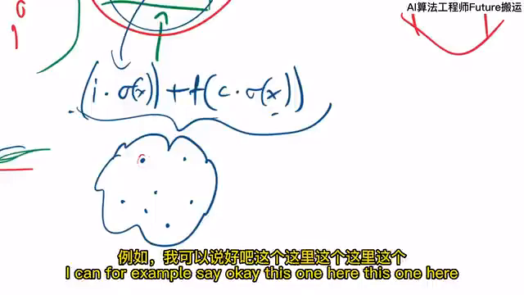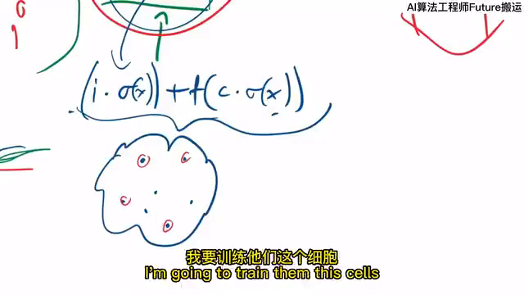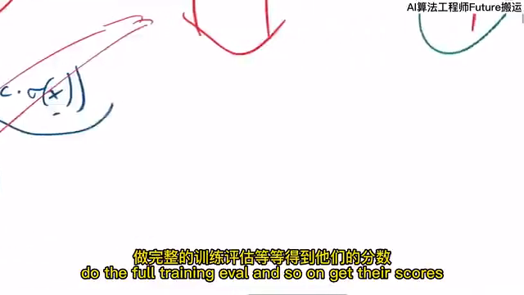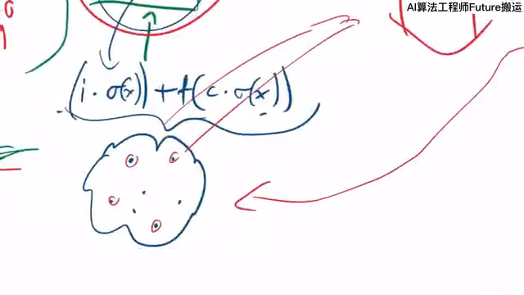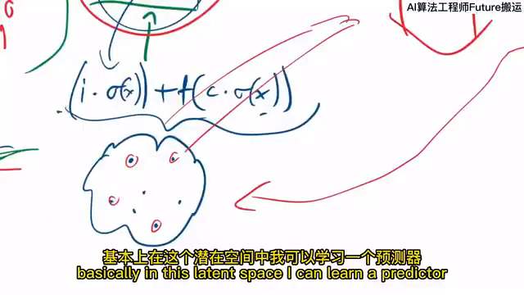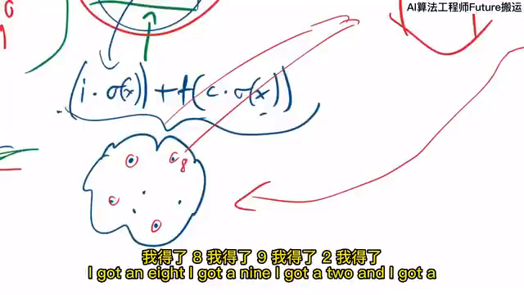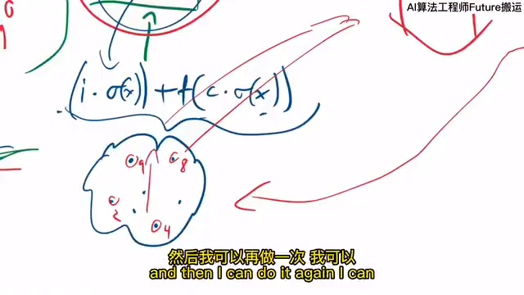And then I can evaluate a couple of them. I can, for example, say, okay, this one here, this one here, this one here, this one here. I'm going to train these cells. I'm going to do the full training, eval, and so on, get their scores. And then I can learn, basically in this latent space, a predictor. I can say, okay, here I got an 8, I got a 9, I got a 2, and I got a 4. So it appears that in this direction, the good cells are in this direction. And then I can do it again.